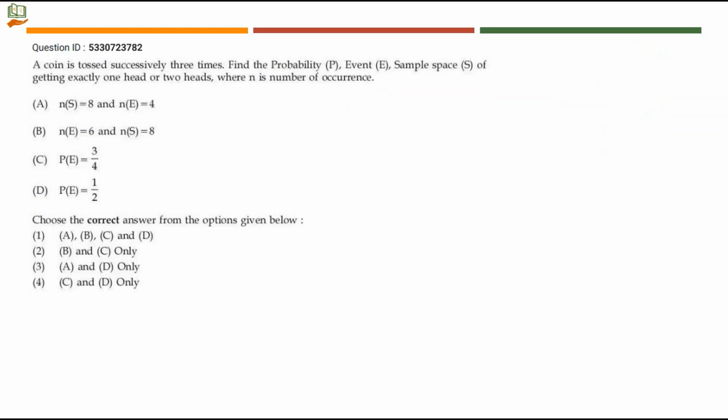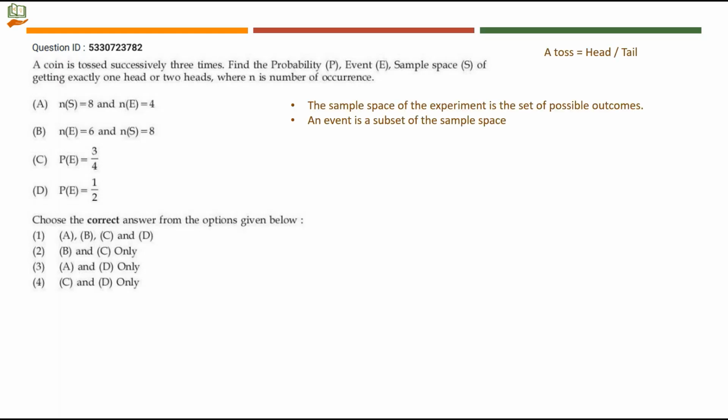Next question, a coin is tossed successively 3 times. Find the probability, event, sample space of getting exactly 1 head or 2 heads, where n is the number of occurrences. When we toss a coin, what are the possibilities that we have? We can either have a head or a tail. The sample space of the experiment is the set of possible outcomes. What about event? An event is a subset of the sample space. When you take the sample space for one toss, it is just head and tail.